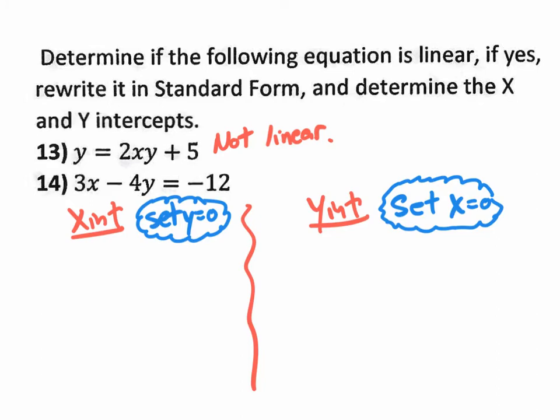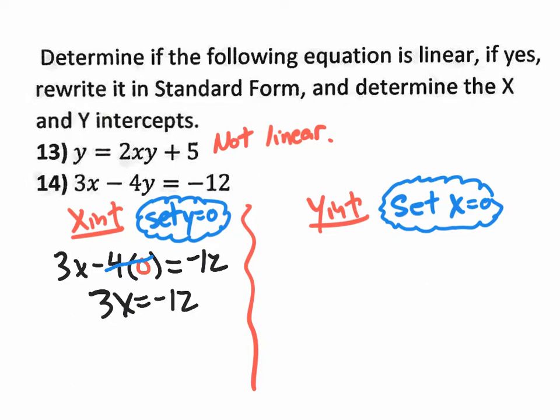To find the x-intercept, set y equal to 0. So let me use this same exact equation, but instead of this y, I'm going to put 0. So I'm going to have 3x minus 4 times y, but instead of y, we put 0, equals -12. So obviously -4 times 0 is nothing. We really have 3x equals -12, which means that when we divide by 3 and divide by 3, our x-intercept is -4.